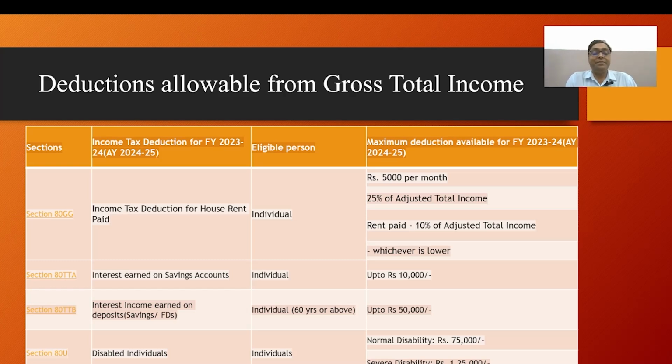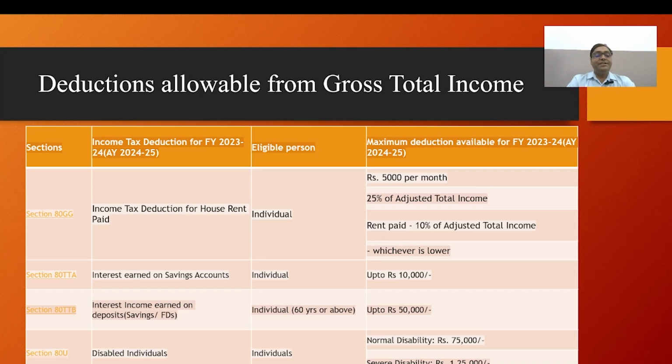And Section 80TTA, interest earned on savings accounts. Here is a very important point. If you have a savings account and you earn interest on it, it is eligible for an individual person, not the HUF. The maximum deduction is 10,000 rupees, and TDS applies. If you earn more than that, you will pay the tax.